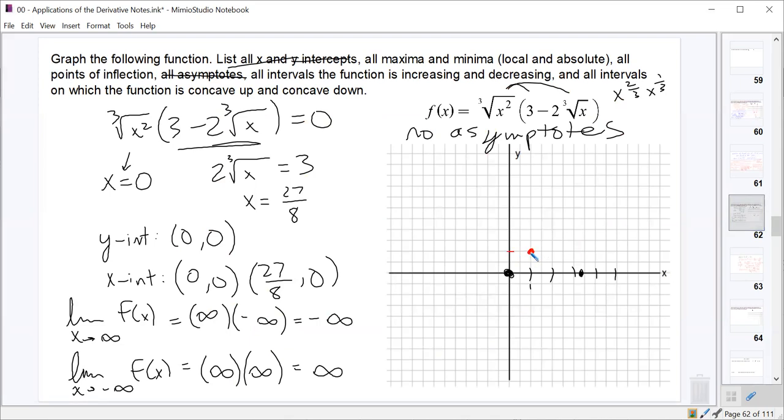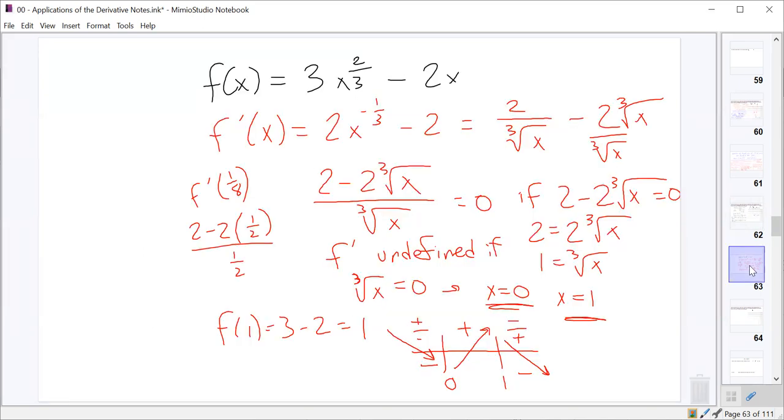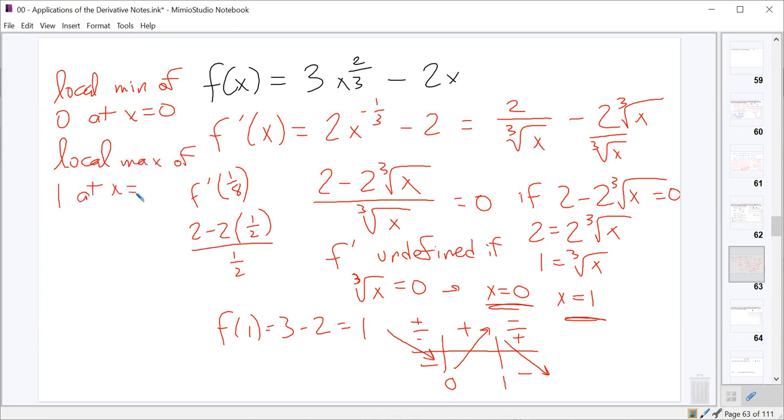at (1, 1). And we can see from our sign chart that we have a local minimum of 0 at x equals 0. And we have a local max of 1 at x equals 1. Neither of those are absolute extrema, as we said before, because of what the end behavior looks like. No absolute max or min.